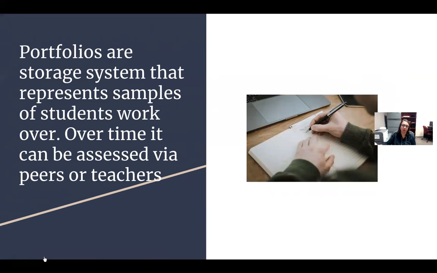So what are portfolios? People talk about this a lot in terms of evaluations, and what they are is a representation of students' work over time. The children can pick what they want to be in the portfolio. The teacher can pick what they want to be in a portfolio. It's something that can be used by peers. It's something that can be used by the child, something that can be used for the teachers. It's also wonderful in terms of parent outreach to be able to show them the progression of work.